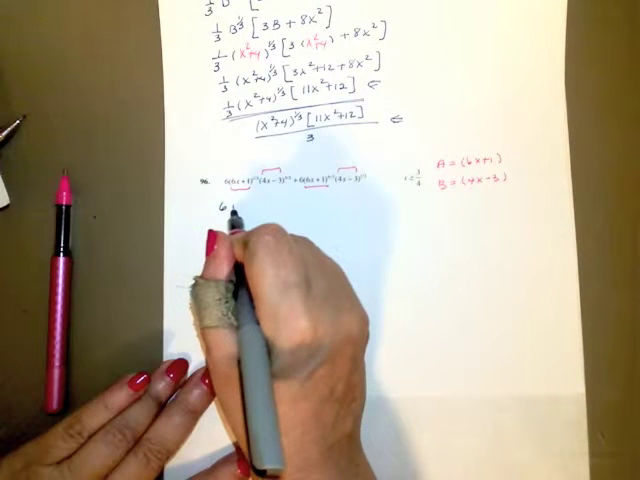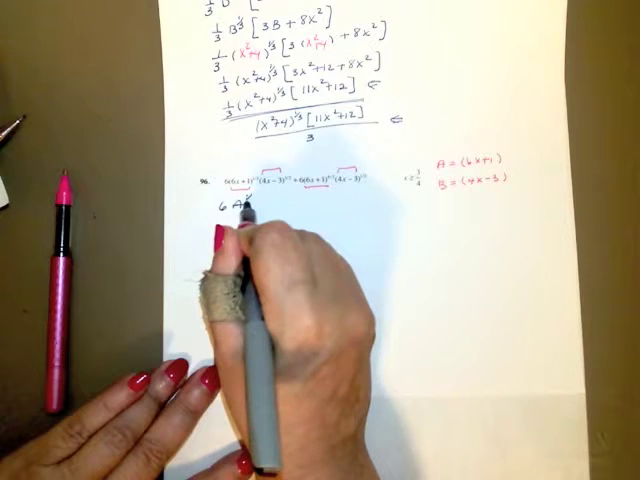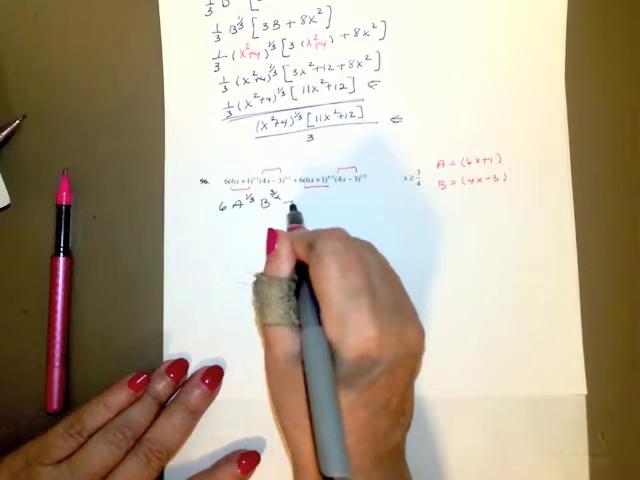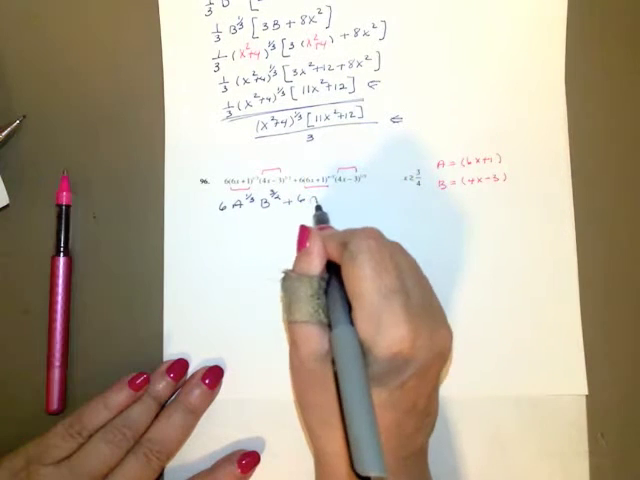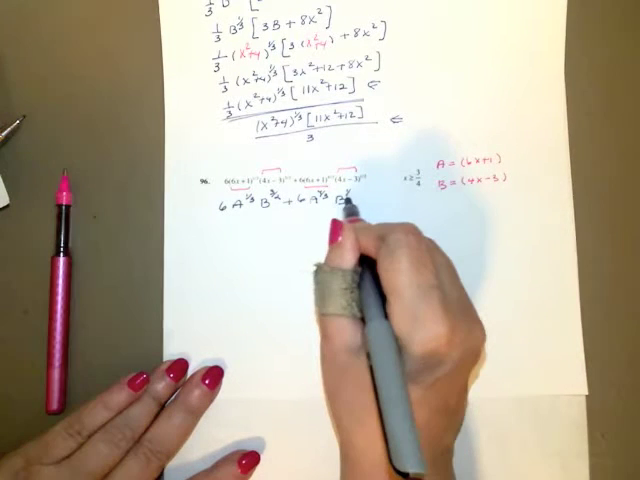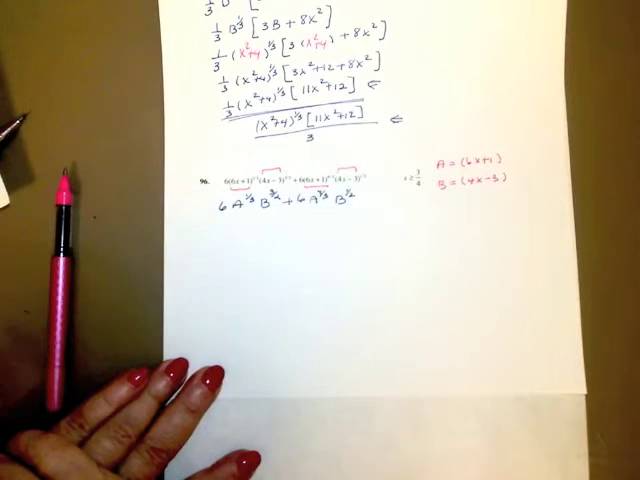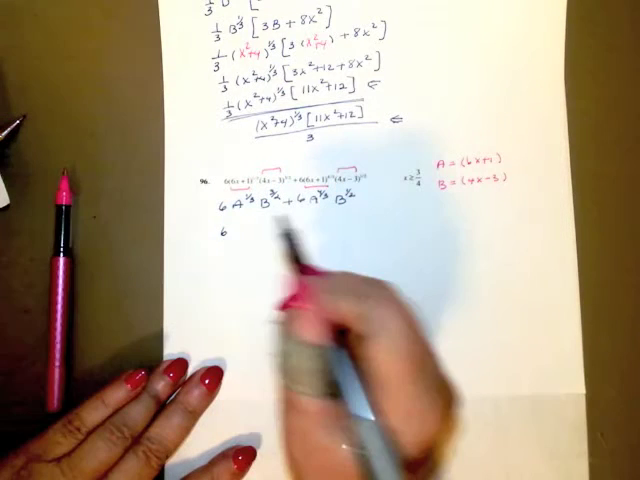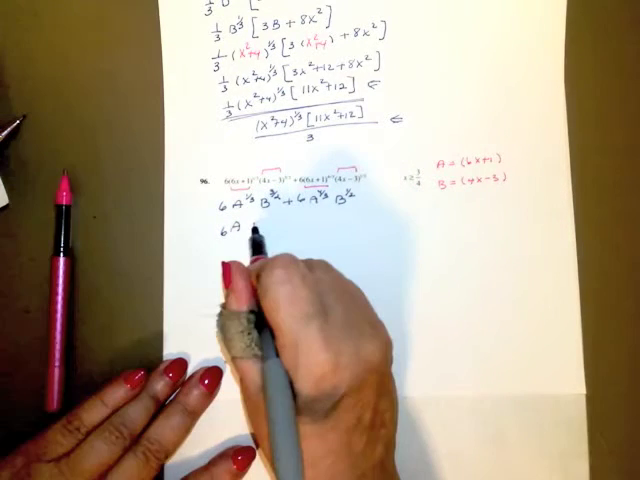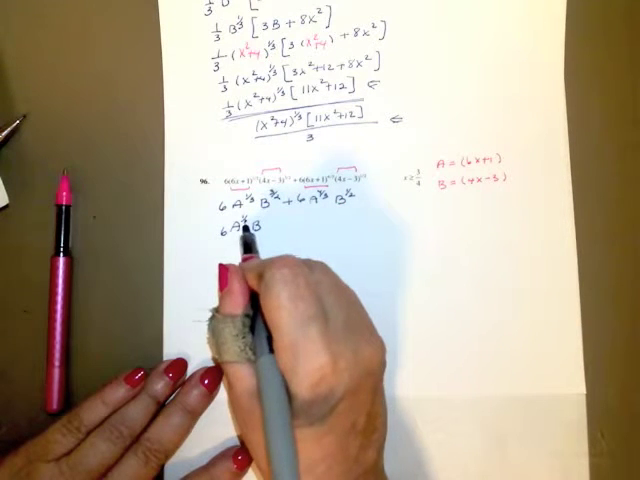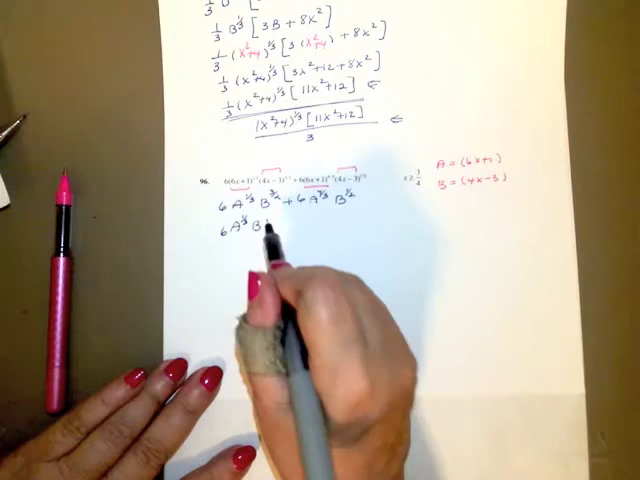So I'll have 6a to the 1/3 b to the 3/2 plus 6a to the 4/3 b to the 1/2. Now it's more typical of the kind of problem that we have been working previously. I have a greatest common factor of 6, an a and a b. The smallest power on the a is 1/3. Smallest power on the b is 1/2.